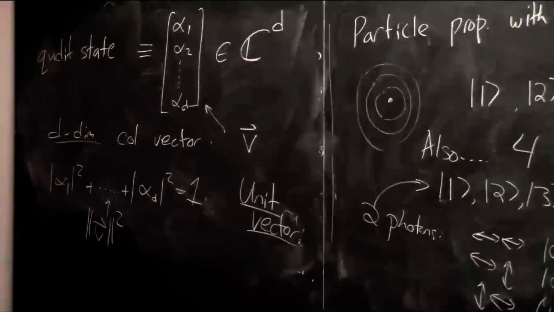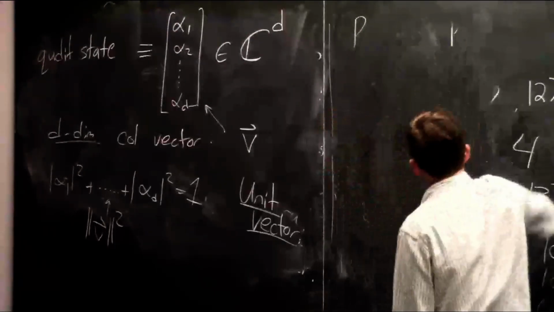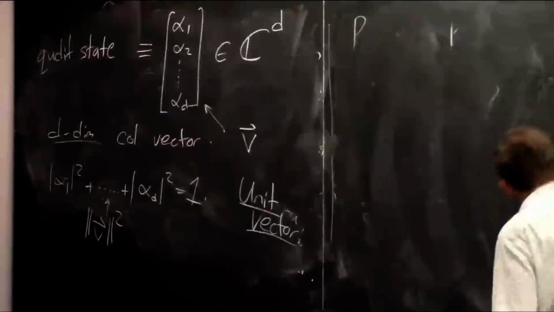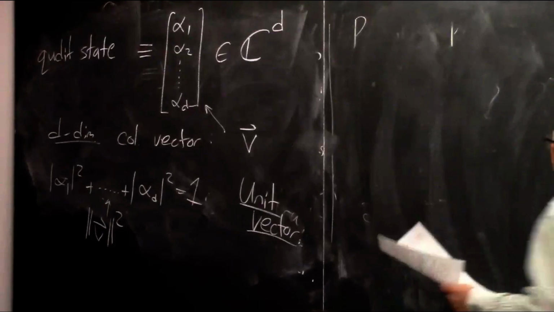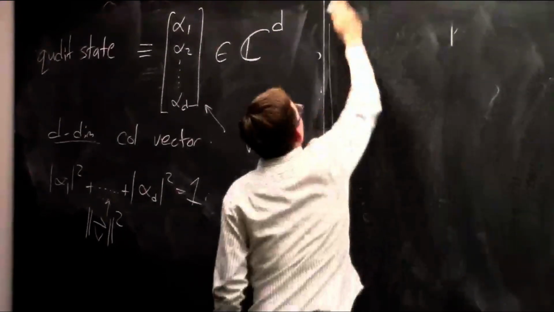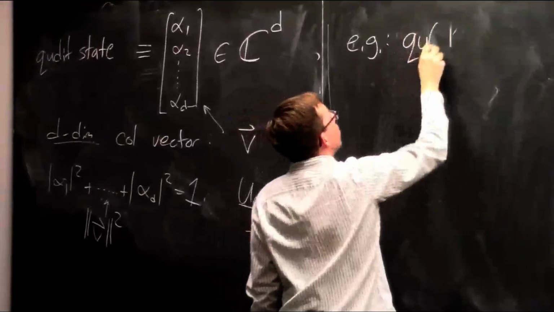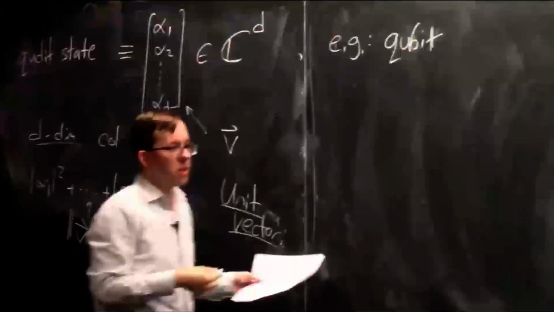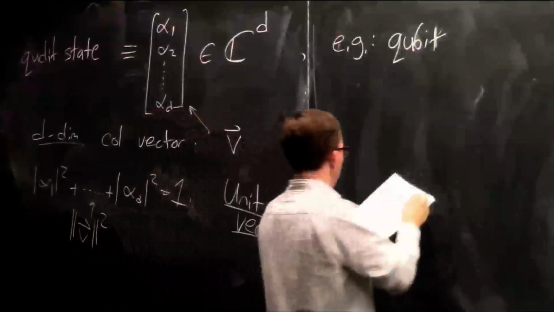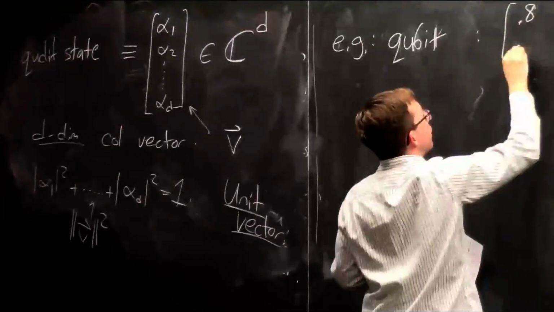Let me go back for a while to qubits because they're our favorite case. That's when d is 2. So these are little short column vectors of height 2. An example qubit state, which we used to write as 0.8 amplitude on 0 and 0.6 amplitude on 1, now we'll just call that the vector 0.8, 0.6.